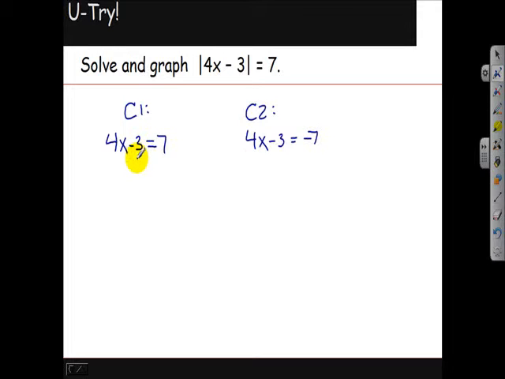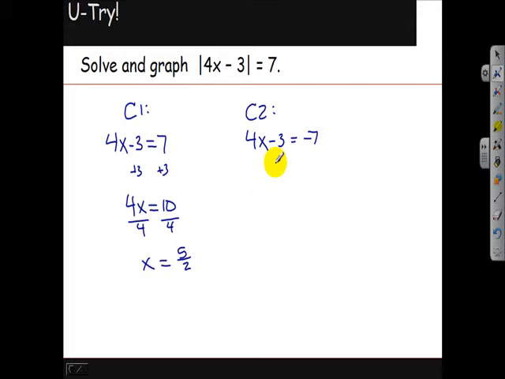Let's solve these one at a time. Case 1, let's add 3 to both sides. So I get 4x is equal to 10, and then divide by 4, and I get x is equal to, let's see, 10/4 would reduce to 5/2 or 2.5.